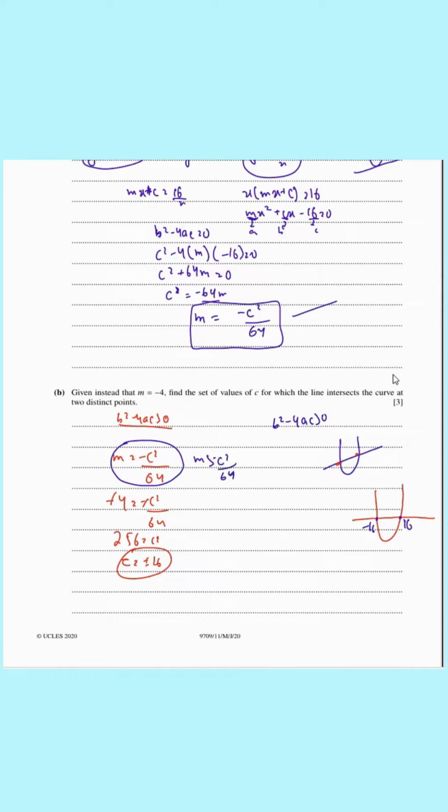So c squared is a curve. This was a curve of c squared, okay? And because it has to be greater, I can see that c has to be greater than 16, and this other part would be less than negative 16. So c is greater than 16 and c is less than negative 16. These are my final answers.